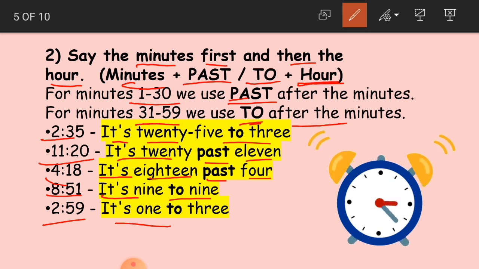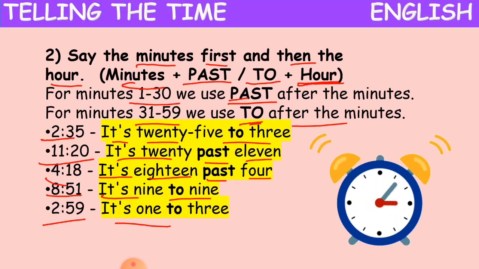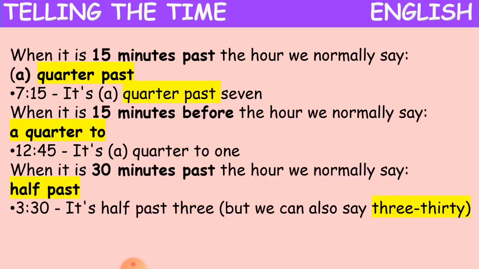So remember children, for minutes 1 to 30 we use past after the minutes, and for minutes 31 to 59 we use to after the minutes. This is also one way to tell the time. Okay children, however you tell the time, that is correct, but these are different ways of telling the time. That is what we are learning in this class.